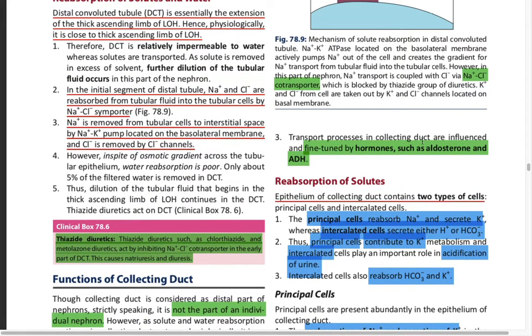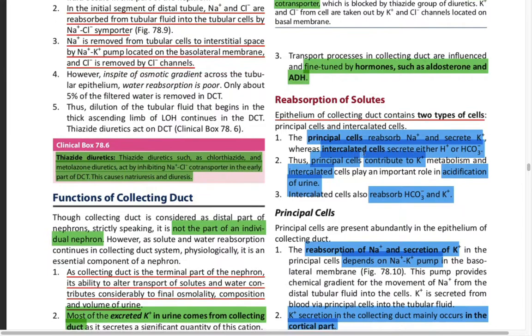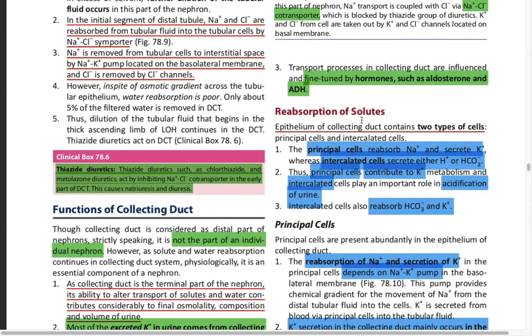The transport processes in the collecting duct are also influenced and fine-tuned by hormones such as aldosterone and ADH. Now, the reabsorption of the solutes in the collecting duct. Epithelium of the collecting duct has two types of cells, which include the principal cells and the intercalated cells. Principal cells reabsorb the sodium ions and secrete the K+. How to remember this? Sodium includes A, it's something related to absorb, so reabsorbs.